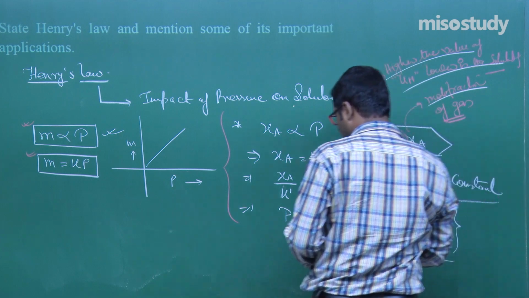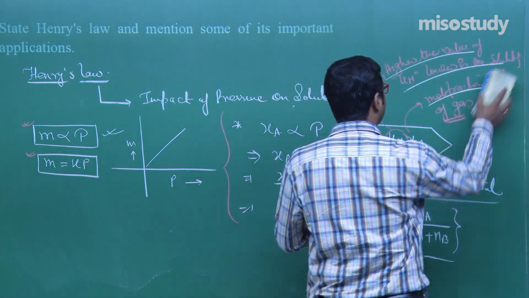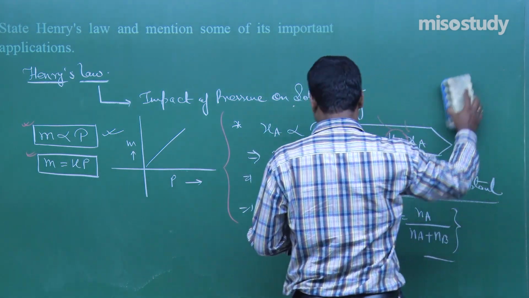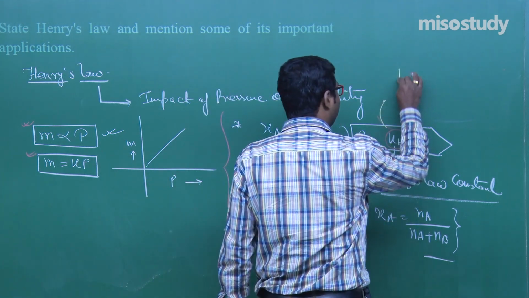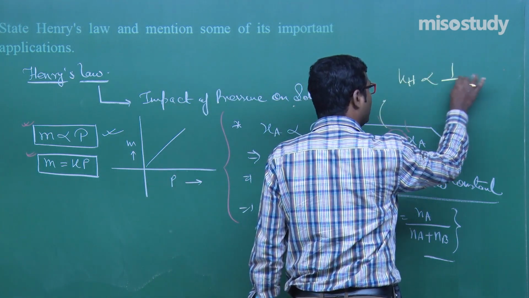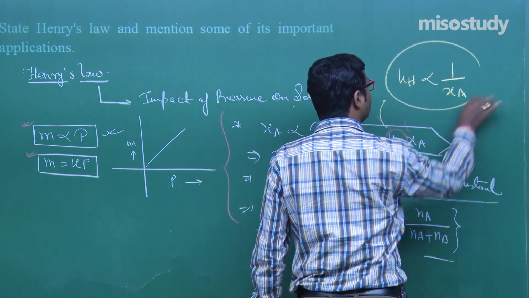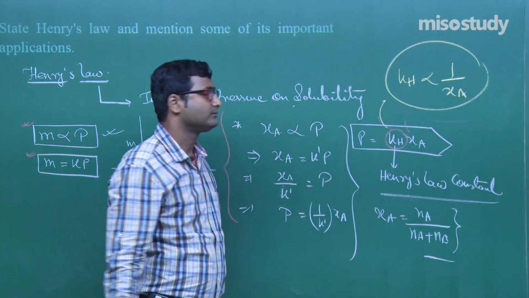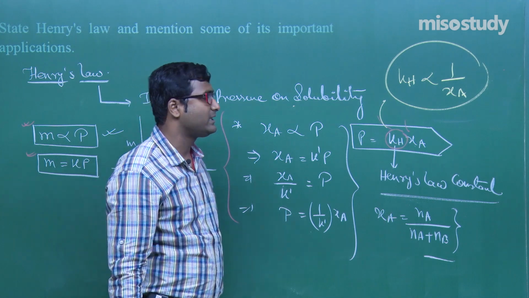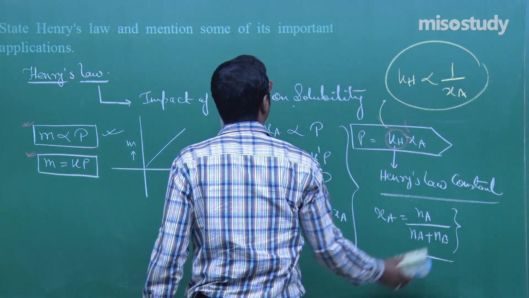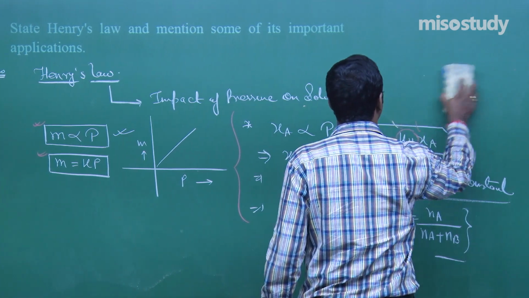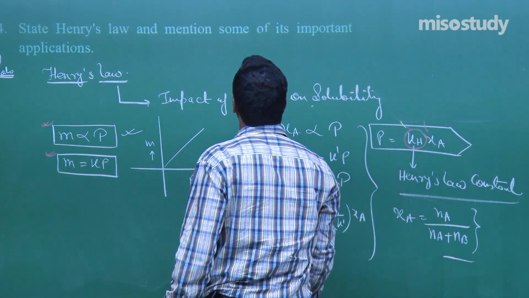Again I am repeating: KH and solubility are inversely proportional to each other. Clear to you? Higher KH, lower solubility. This is the statement of Henry's law.